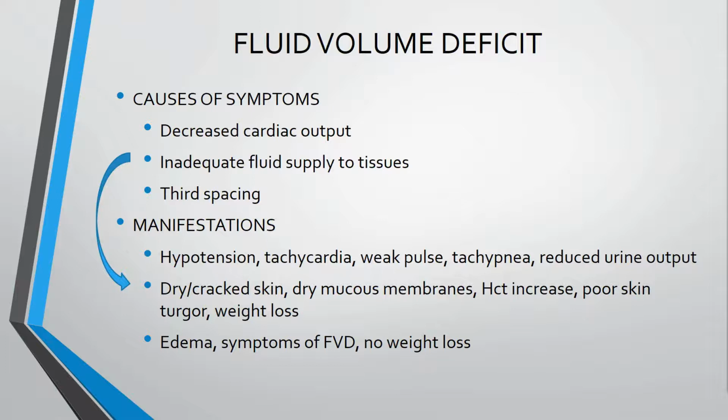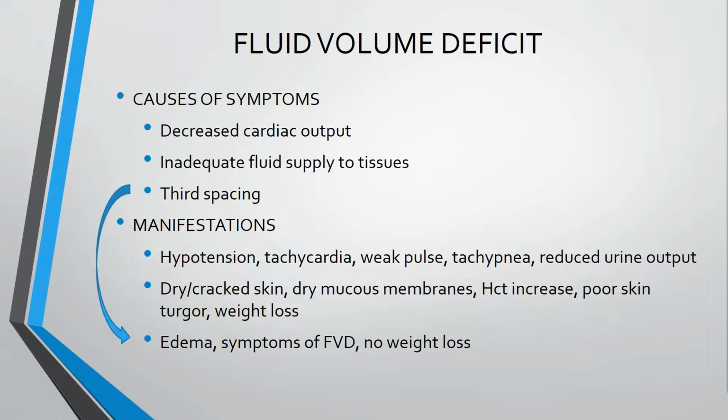We may have inadequate fluid supply to tissues. So if we have a lack of blood volume, this is going to lead to an inadequate tissue supply. If you look under the manifestations, it lists a hematocrit increase. Why would your hematocrit increase when you have a fluid volume deficit? So it's not a true increase. It's just that your hematocrit becomes more concentrated because of a lack of overall fluid. So you've lost the water, you've lost the plasma, and so it seems like you have more hematocrit, but it's really just because it's more concentrated.